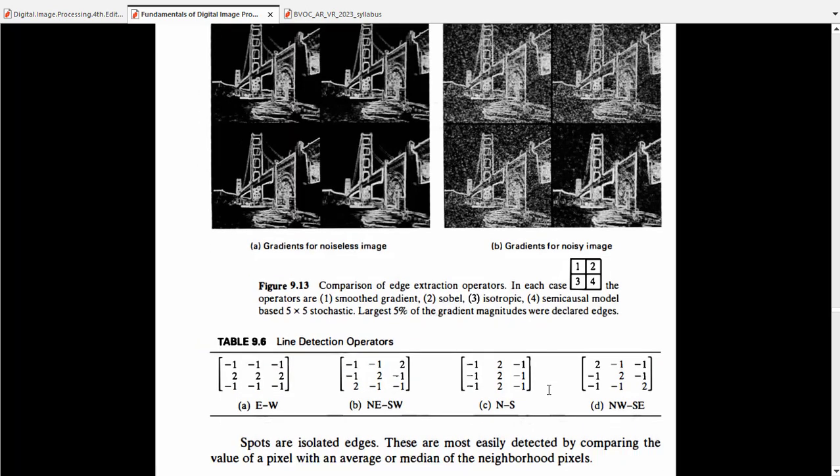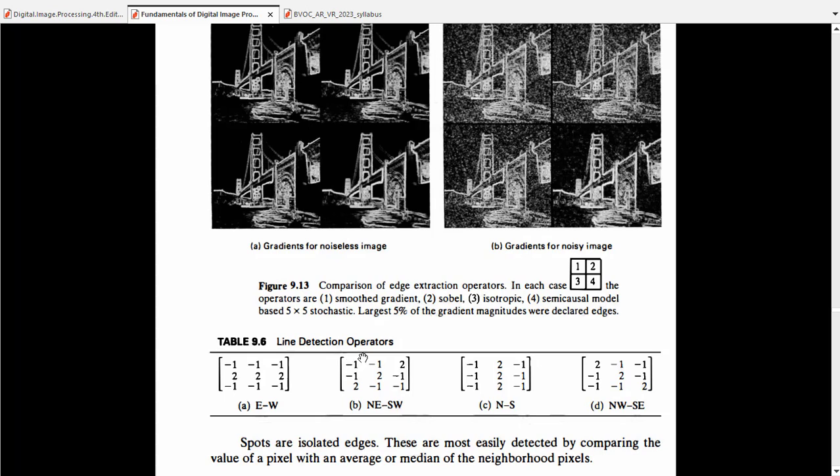So this is the line detection operator. Like that, the gradient for noiseless images, gradient for noisy image. In the noisy image, we say the salt and pepper noise will appear from some type of gradient noise. So in this example, we come to the comparison of the edge detection in each and every case of 1, 2, 3, 4. The operators are smoothed gradient, Sobel, isotropic, and a semi-causal model based on 5 by 5 stochastic. The largest 5% of gradient magnitudes were declared edges.